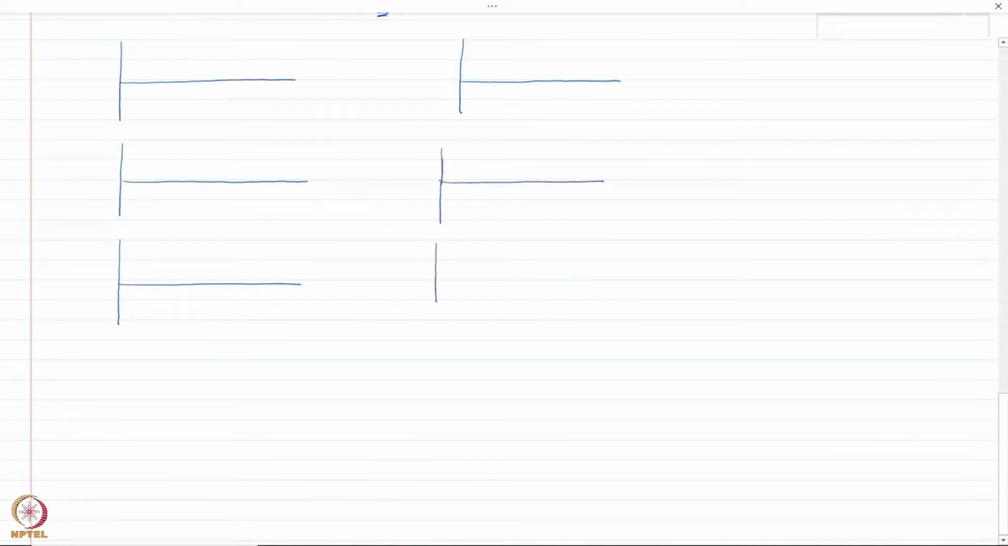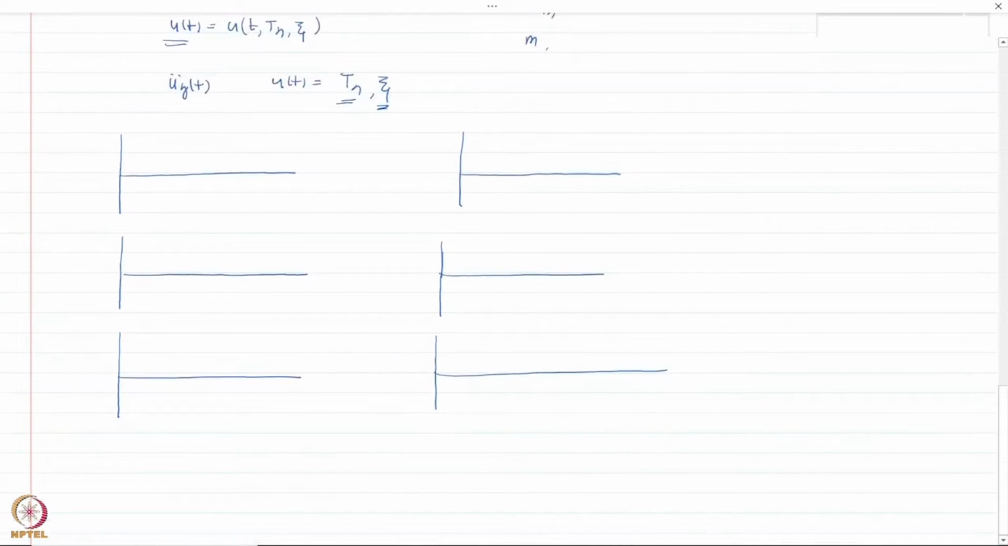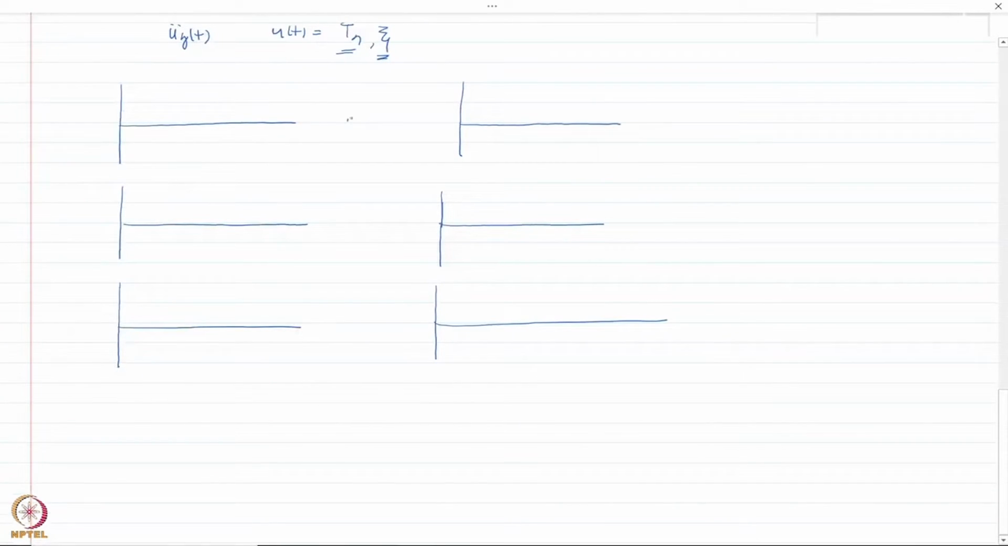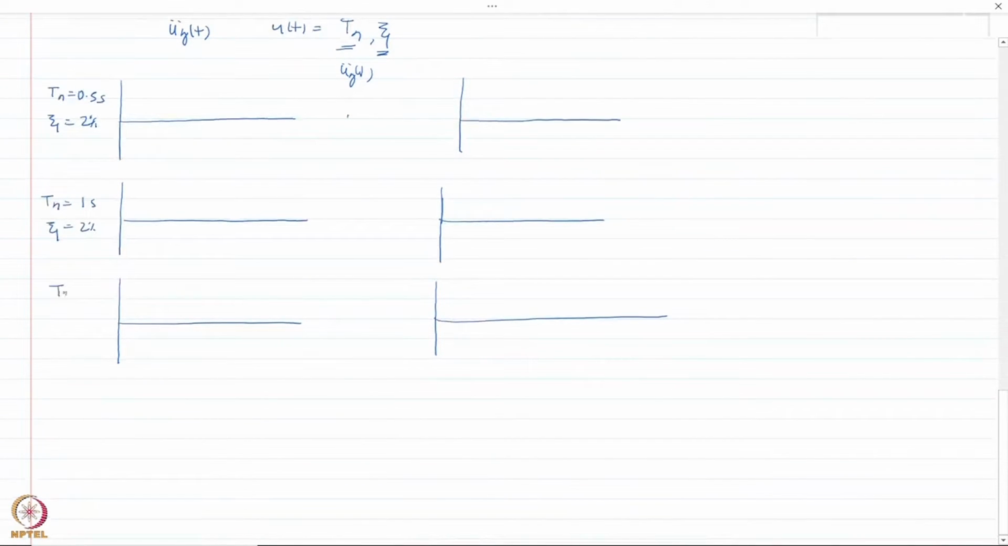All right, so let us see what happens. For any ground motion ug of t, and I'm just drawing an approximate representation, let us say the first system has Tn equal to 0.5 second, zeta equal to 2%. The second one is Tn equal to 1 second, zeta again 2%. And the third one is Tn equal to 2 seconds and zeta equal to 2%.